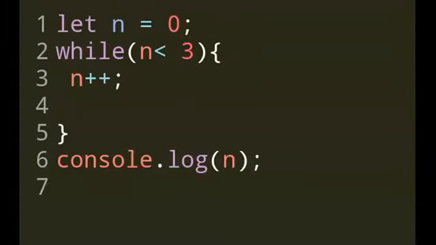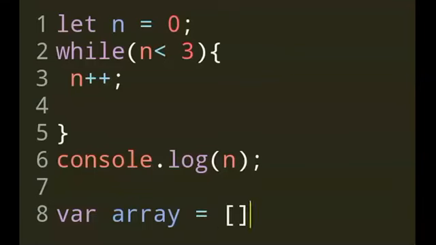Let's check out another example. Okay, let's consider an array variable, let's call it array. Let's consider it as an empty array. We've done empty arrays earlier, right? So we are considering an array which is empty. Then we are considering another variable i with an initial value of 0.